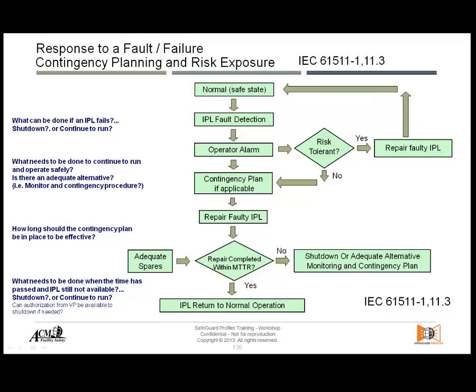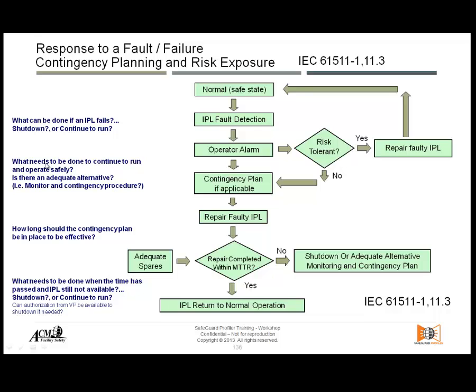If I have enough risk mitigation, that means I repair the faulty independent protection layer and nothing happened. I go back to normal running safe process. Now, if the risk is not tolerable, then do I continue to run and implement a contingency plan if I find one?